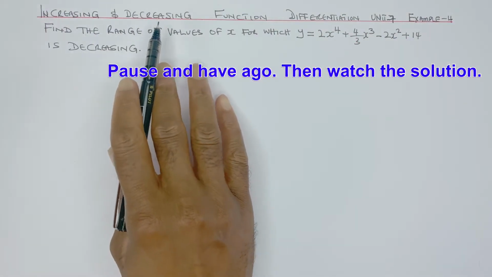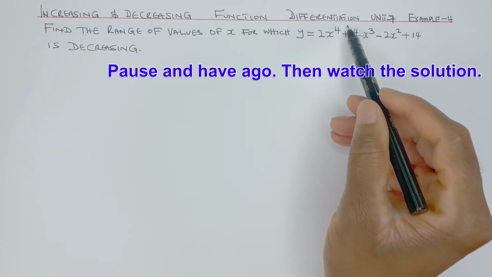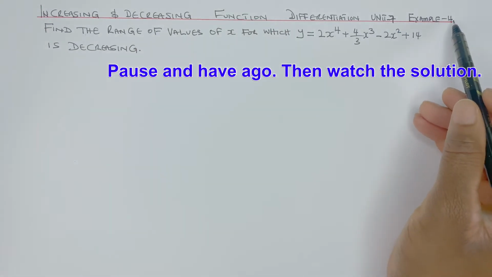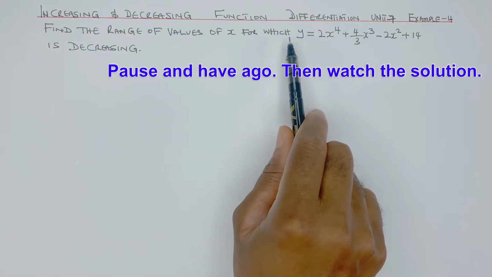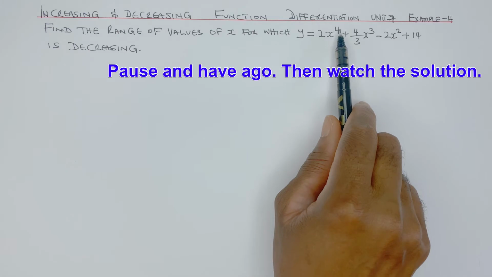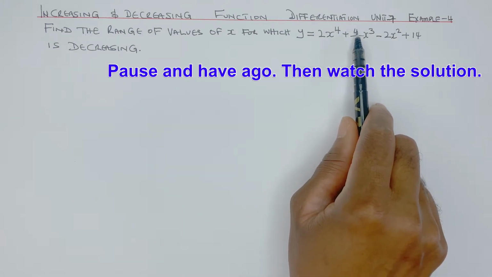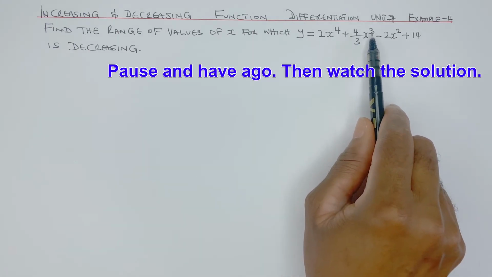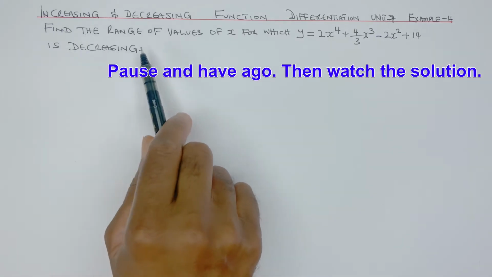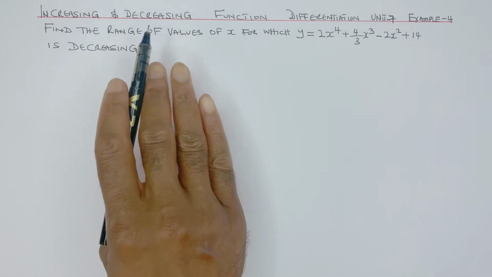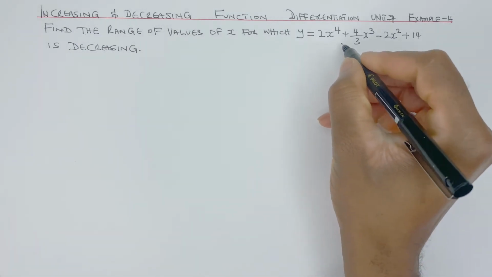Increasing and decreasing function. Differentiation. Unit 7, example 4. Find a range of values of x for which y equals 2x to the power 4 plus 4 over 3 x cubed minus 2x squared plus 14 is decreasing. When we're looking at decreasing and increasing functions, we'll be looking at the gradients.